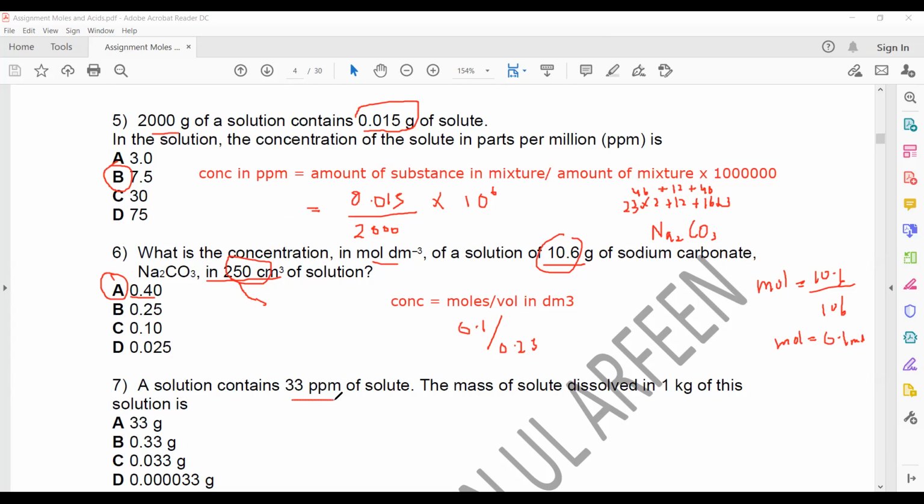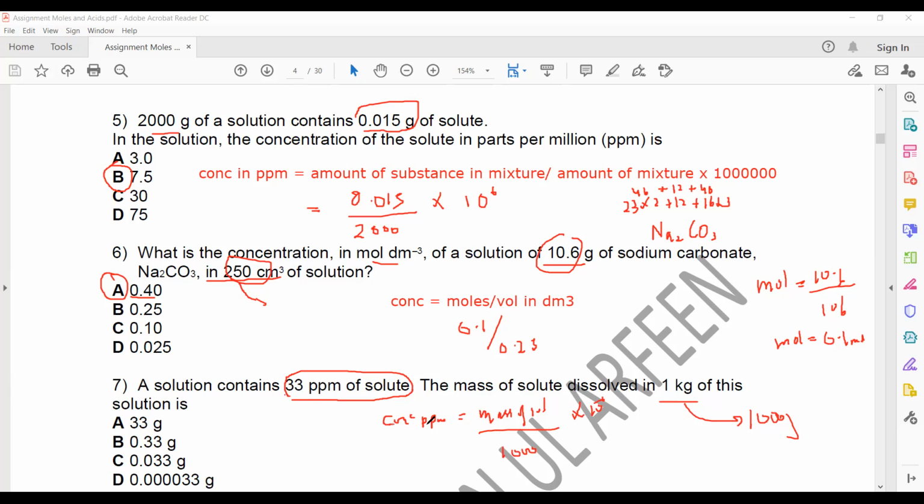A solution contains 33 ppm solute. The mass of a solute dissolved in 1 kilogram, but all the answers are in grams. So 1 kilogram, or mass of a mixture, should be in gram, which is 1000. So you got the moles. You will use the formula: concentration in ppm is equal to moles, or amount of a substance, or mass of solute divided by mass of a mixture. Mass of a mixture is 1000 multiplied by 1 million.